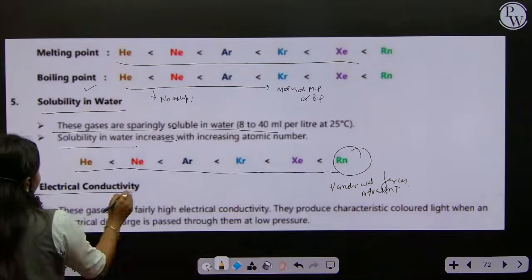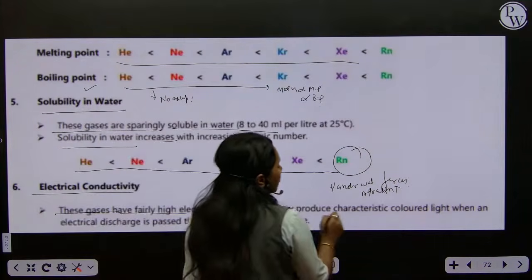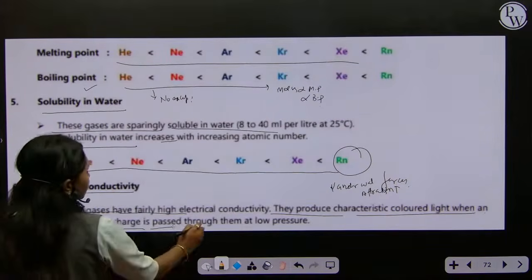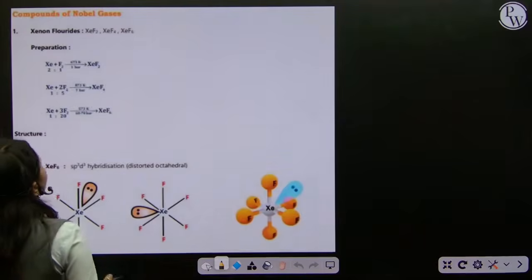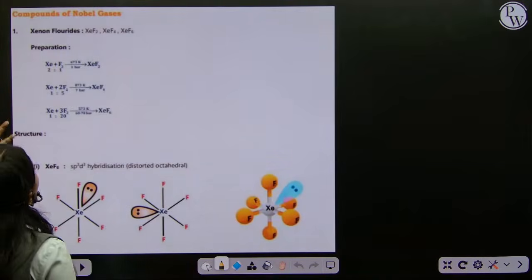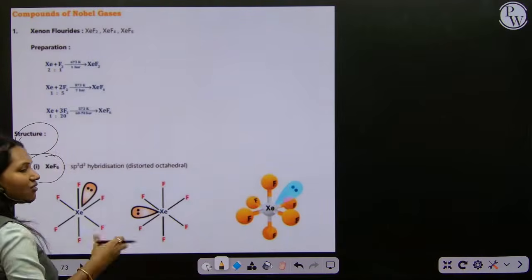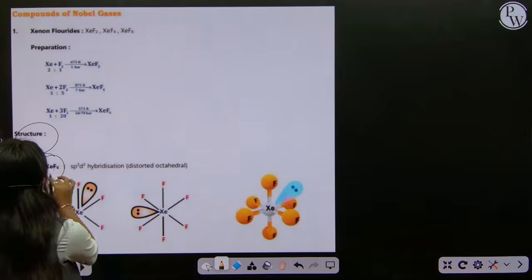Electrical conductivity. These gases have fairly high electrical conductivity. They produce characteristic colored light when electrical discharge is passed through the gas at low pressure. Okay. After that, what are some compounds? In the exam they can ask you what is the shape. They have already asked what is the shape, what is the hybridization.